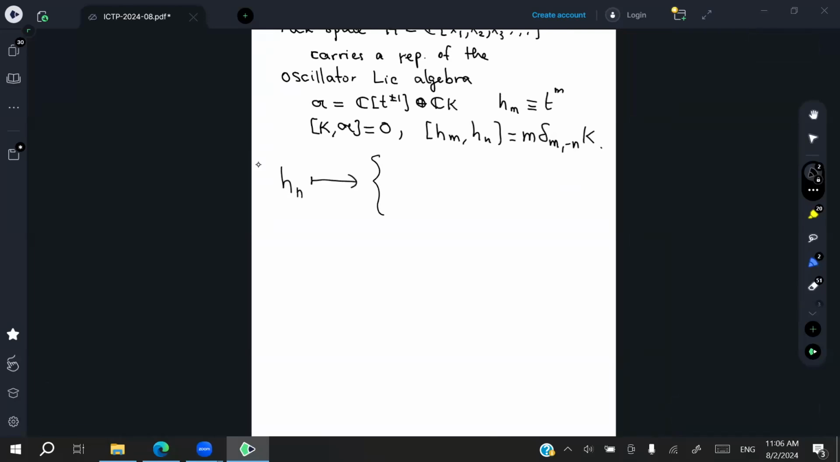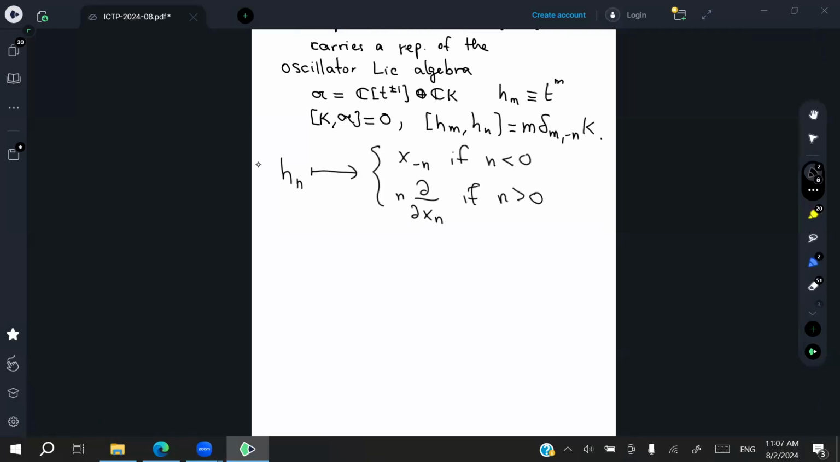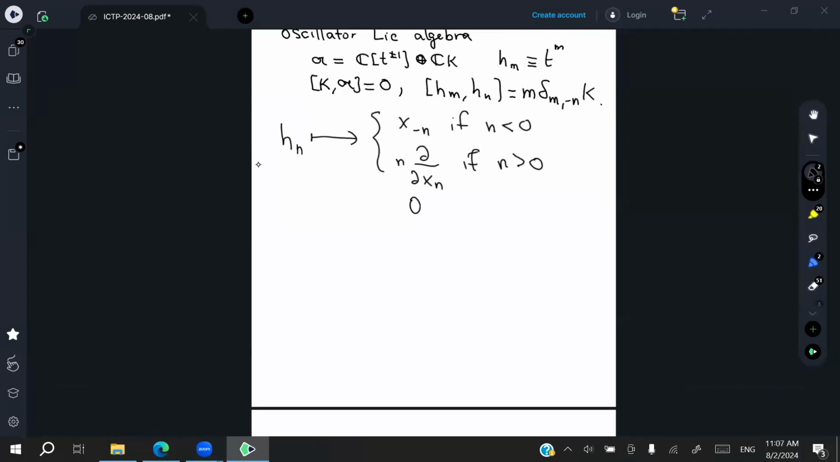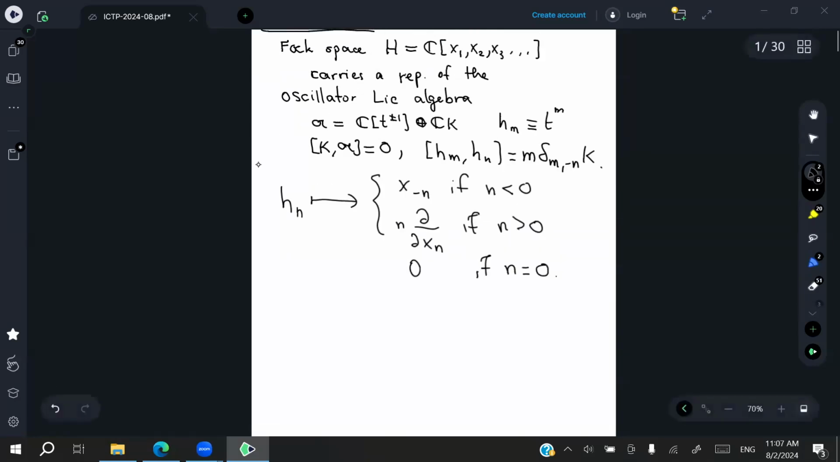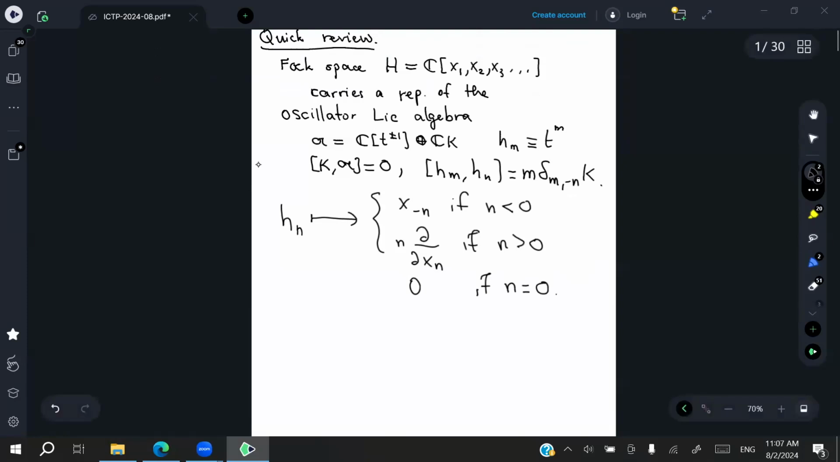h_n goes to, it will depend whether n is positive or negative. So it'll be multiplication by x_{-n} if n is negative. It'll be partial derivative if n is positive. And we can set 0 if n is 0. Okay, so this defines a representation of this Lie algebra in the vector space H.